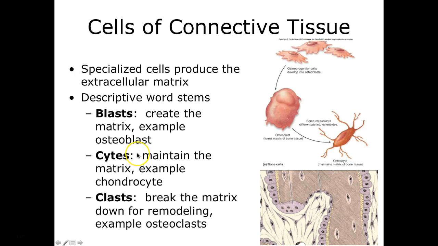Anything that ends with site helps to maintain that matrix. So we have a ton of osteocytes here within the bone matrix that are helping to maintain it, and this is what an osteocyte looks like.